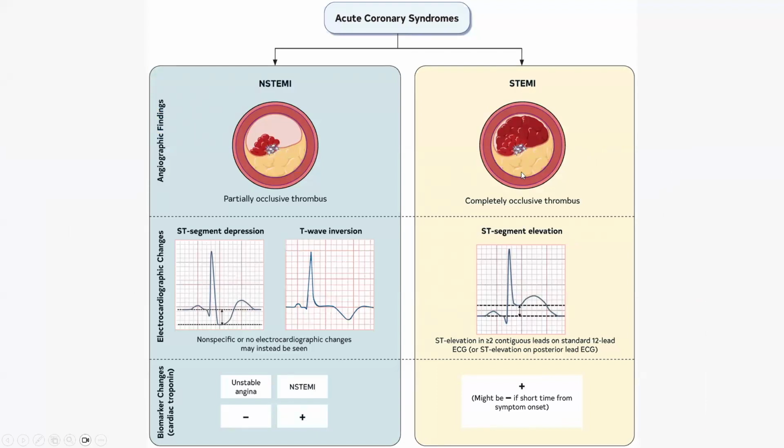STEMI, typically a completely occlusive thrombus. Of course, we have our ST elevations, and the biomarkers, the troponins, will be positive. In NSTEMI, more often a partially occluded thrombus. You have the ST depression and T-wave inversions that we should have talked about. For an NSTEMI, the troponin will be positive; unstable angina, troponin negative. This is the spectrum of ACS, essentially.